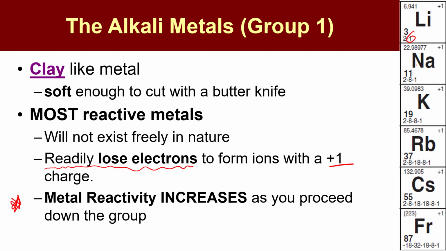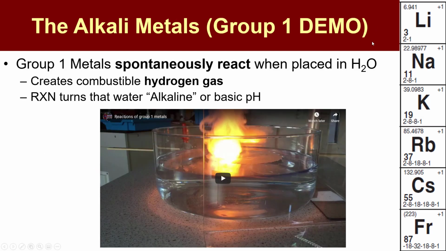So that means sodium is more reactive than lithium, potassium is more reactive than sodium, rubidium is more reactive than potassium, and cesium and francium are the kings of this particular group. Check this out. We're going to click on this video and watch as they drop lithium, sodium, and potassium into water. You'll notice that the reaction becomes much more vigorous as you proceed down this group. So potassium would be most reactive and would react the quickest, and lithium will be least reactive of the whole group. Sodium will be somewhere in the middle.